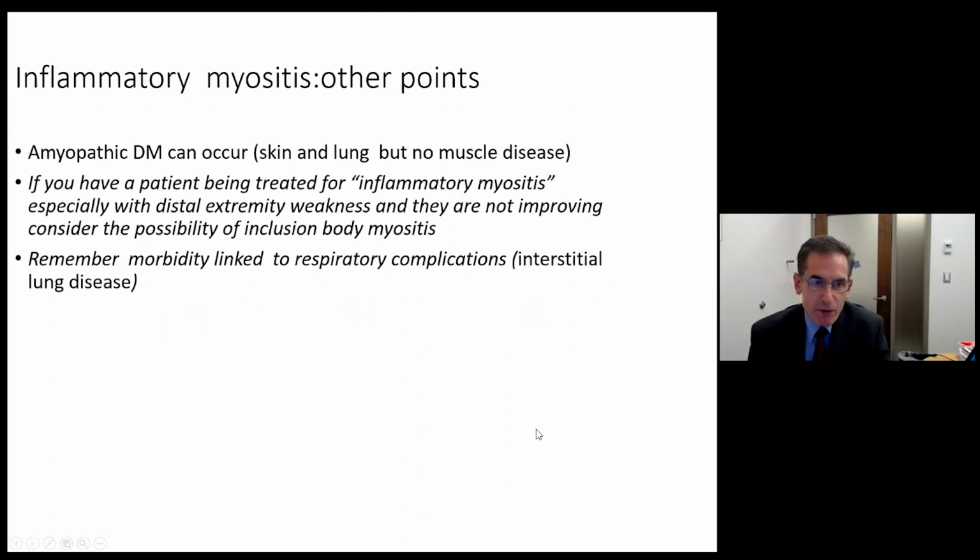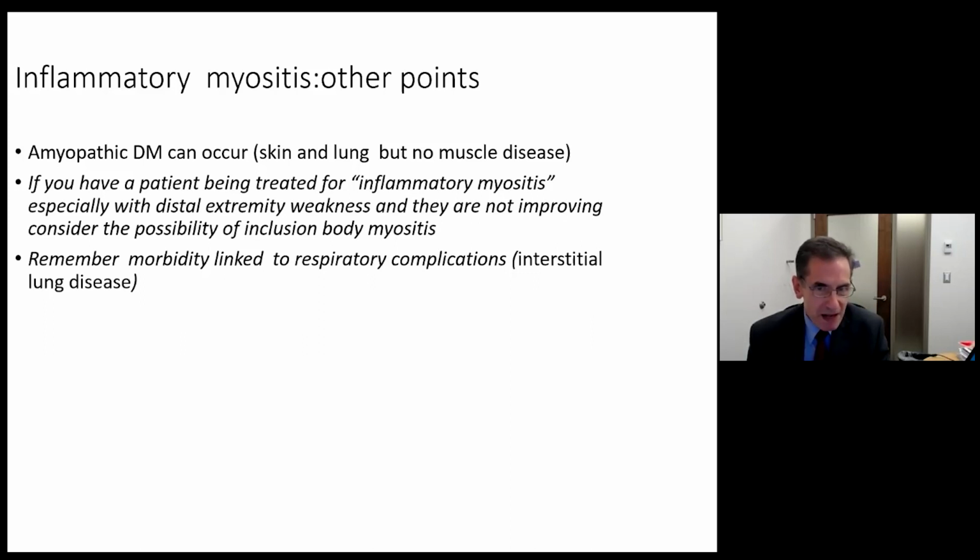It's important to remember, though, that there are some patients who have inflammatory myositis where they are amyopathic, or the main manifestations are in the skin or in other organs like the lung, but they don't have active muscle disease or very minimally detectable muscle disease. So if you have a patient who's being treated for an inflammatory myositis, it is also important to remember that if they're not getting better or they're not improving with therapy, with steroids or similar agents, you need to think about whether they have some other type of myositis.